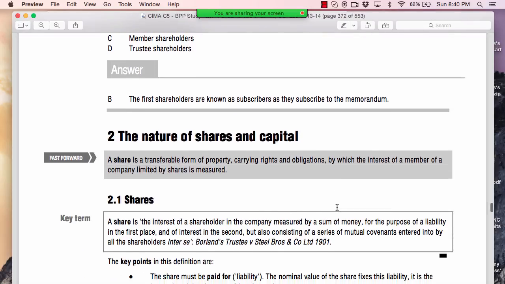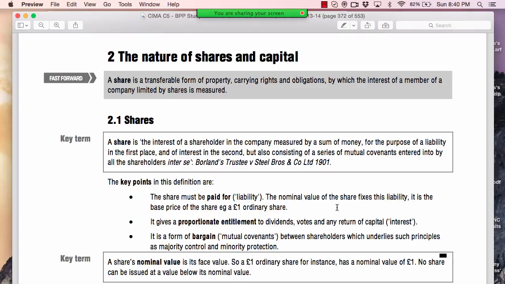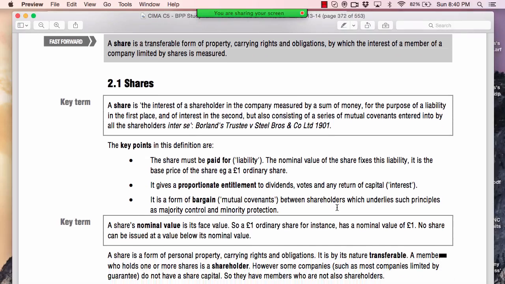Right, clear. Now we go into the shares, the nature of share capital. A share is a transferable form of property. That means let's say I've purchased shares from a company. I can transfer these shares to you, at a later date or on the same date. So this is a kind of property that I can transfer. Now, a share is an interest of a shareholder in the company.